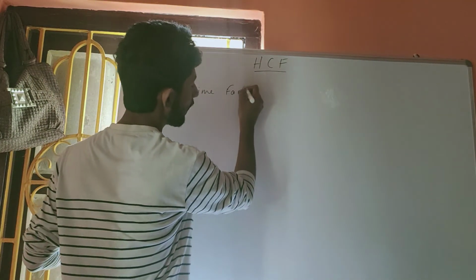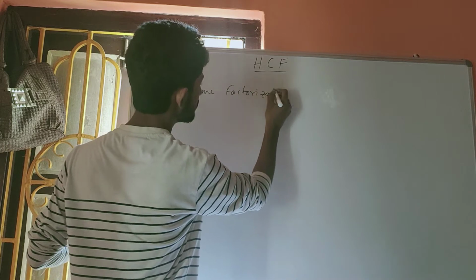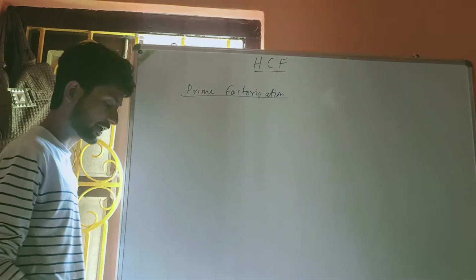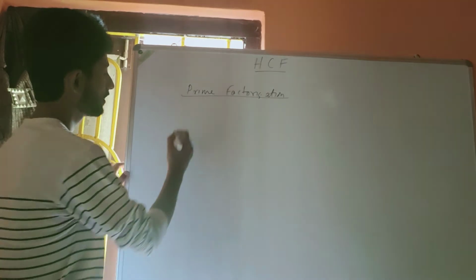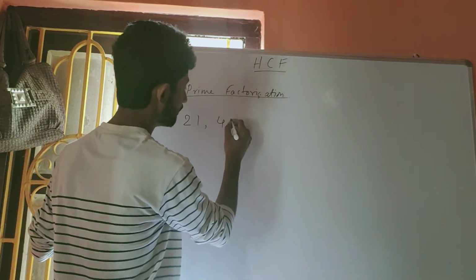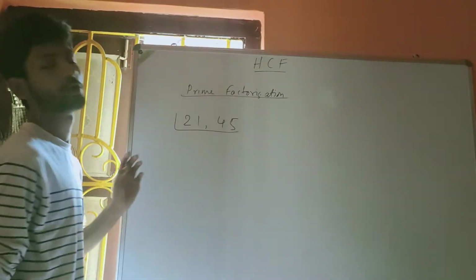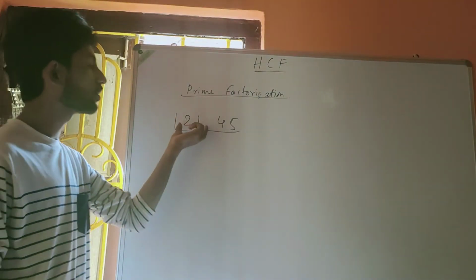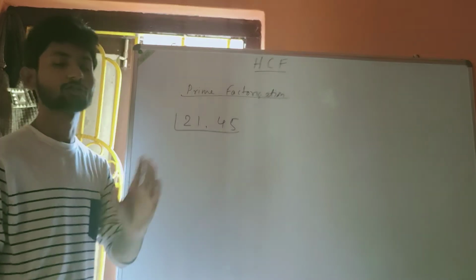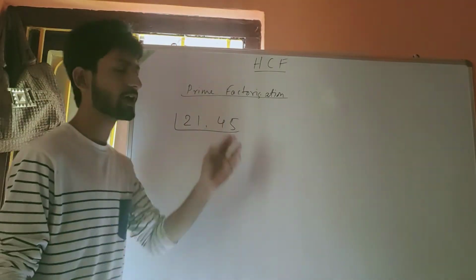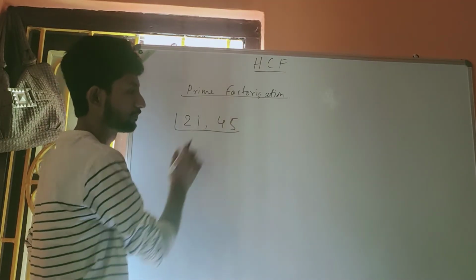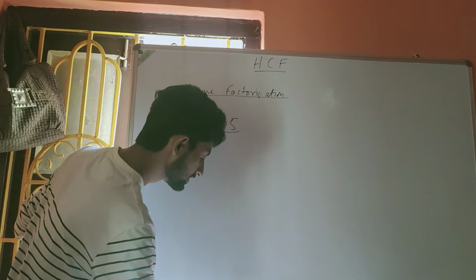Prime factorization. What is the prime factorization method? In that method, there are 21 and 45. We have to prime factorize them. Both of them have to go with the same number. Suppose there is 21 and 45. They have to go with the same number.